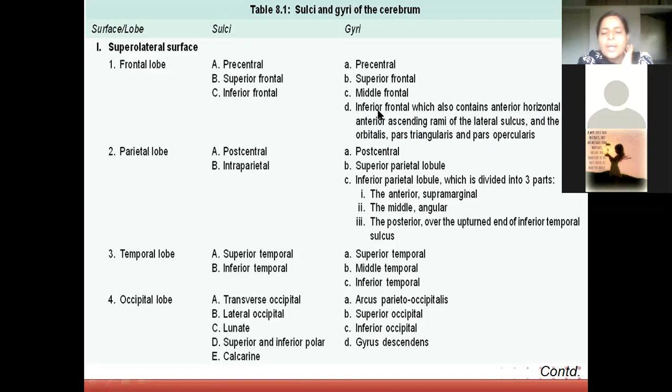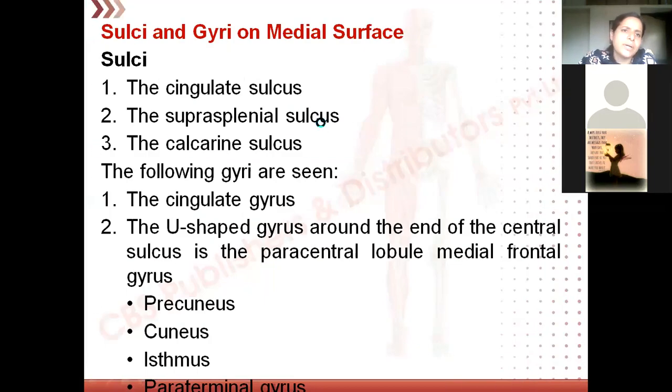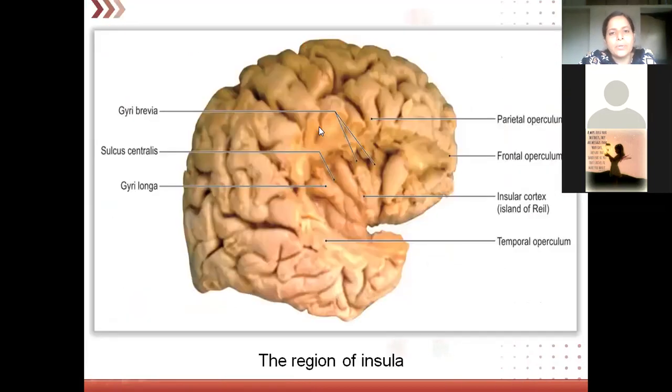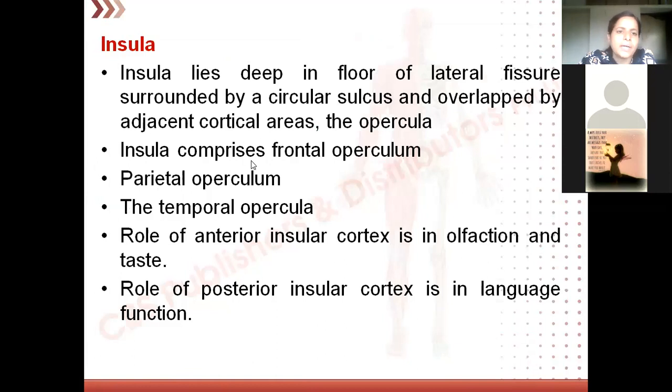You learn this table and draw the diagram. More than enough. Your essay will finish. We are done with the frontal lobe. Once you are done with the frontal lobe, let me take you to the parietal lobe.